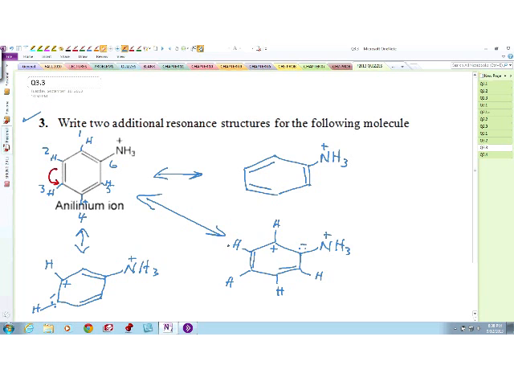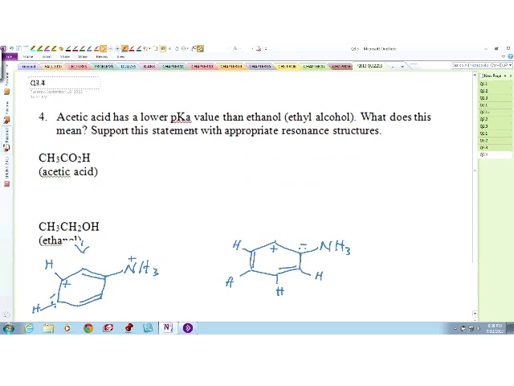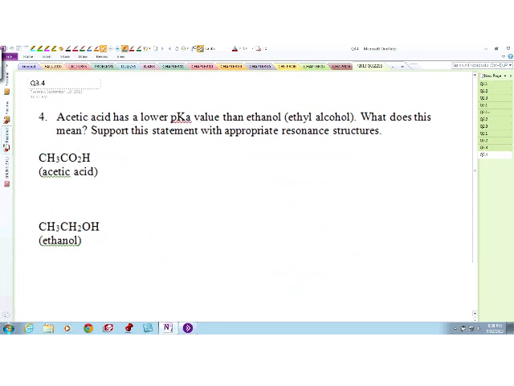Okay, so let us go to the last question. Okay, Ronald, can you go ahead and read this for us? Acetic acid has a lower pKa value than ethanol, ethyl alcohol. What does this mean? Support your answer by drawing the appropriate resonance structure. Okay, very good, and thank you.